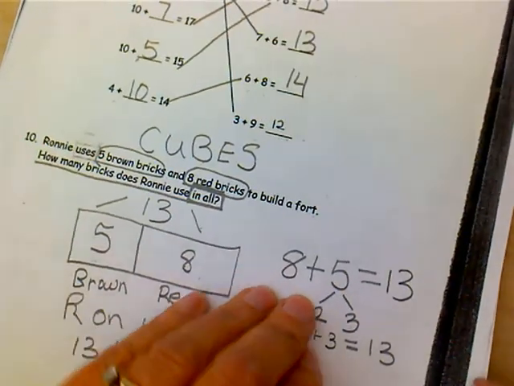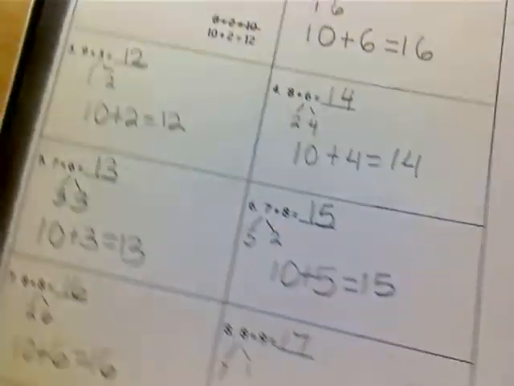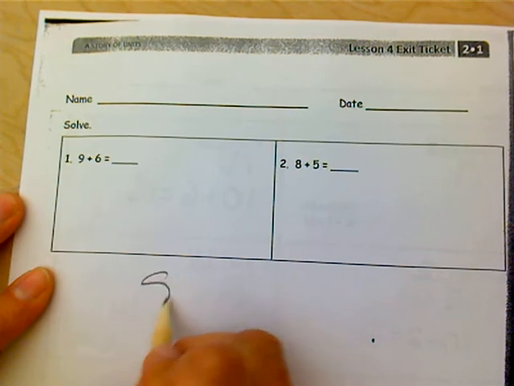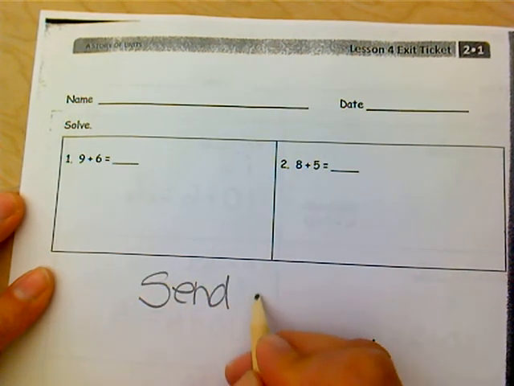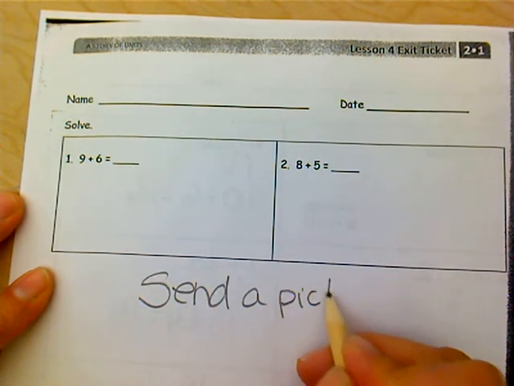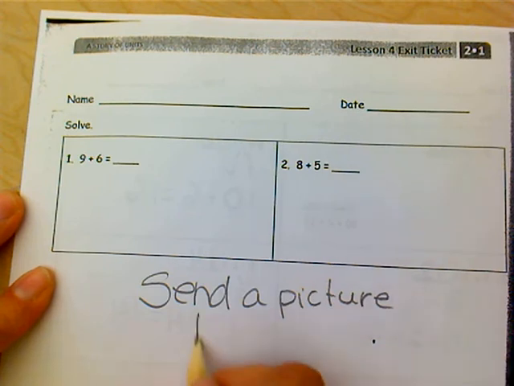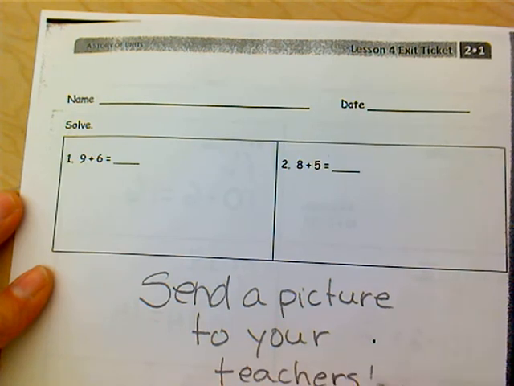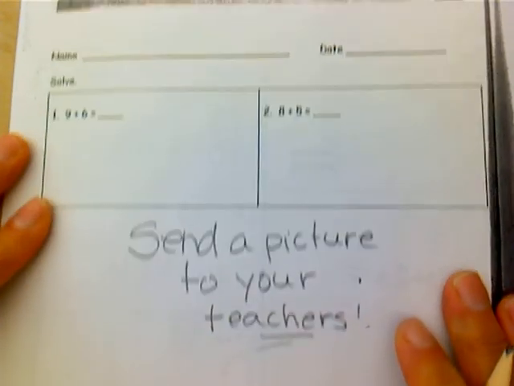All right, my friends. Wow, we are at 50 minutes. I thought maybe this was going to be a shorter lesson, but it's not. Okay, so my friends, you are now on the exit ticket. You need to send a picture of this to your teacher. Distance learners, this is really important that you do this part, because this is how we determine how you are doing.